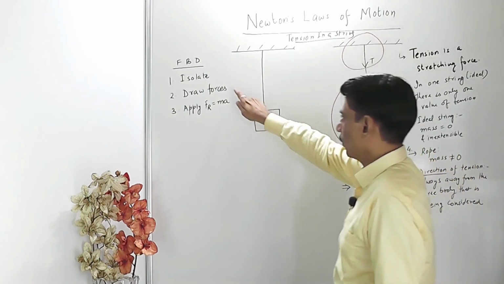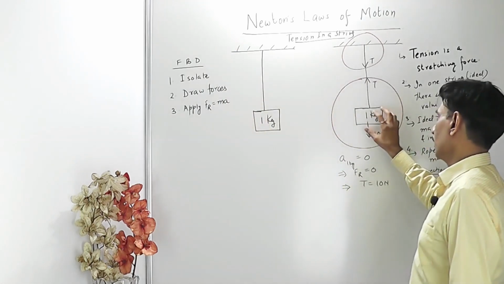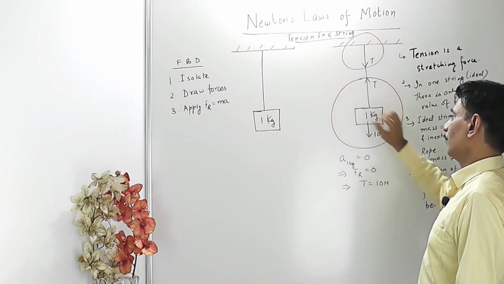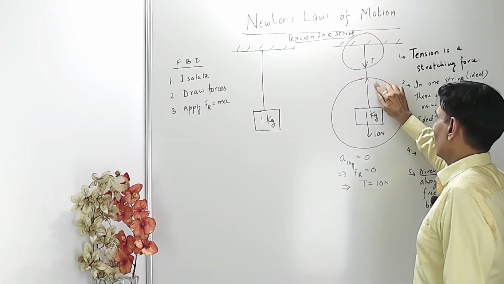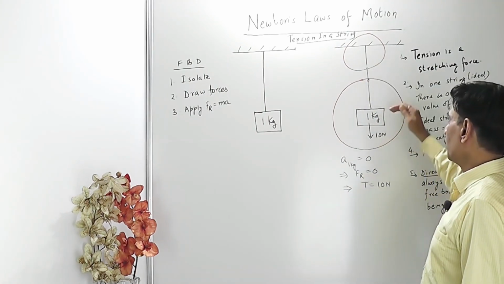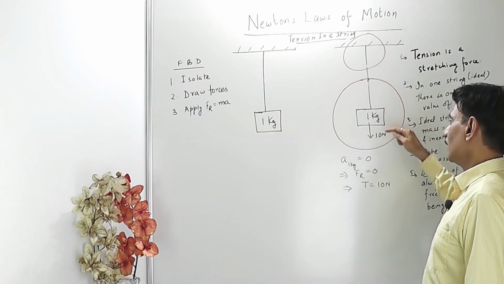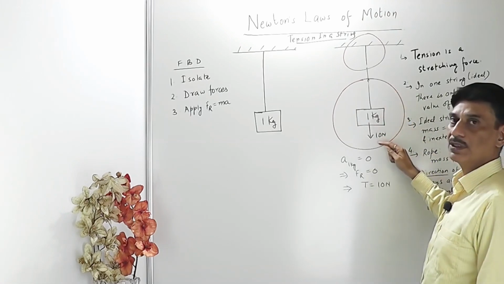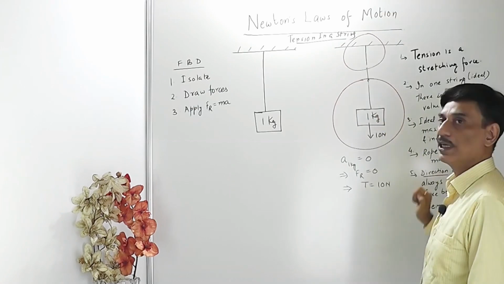And the second is draw forces on the body. This is my free body. Onto this, our free body, we apply the forces. Let's say for the time being I remove this. Now over here we see that there is a force of 10 Newton, that is mg, which is acting on it. The earth is pulling it down.